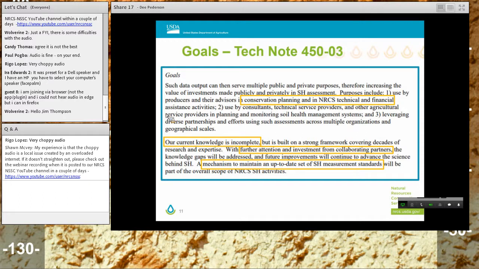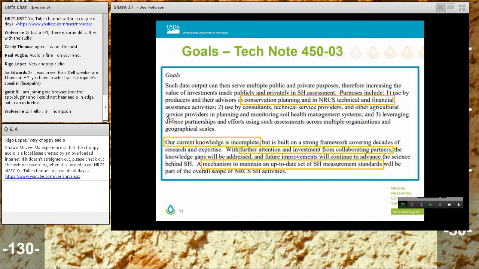Some of the goals described in Tech Note 450-03. The first purpose is to be included in conservation planning and in NRCS technical and financial assistance activities. So DSP information can provide quantitative data based on repeatable measurements and standard methods. Further attention and investment from collaborating partners. Who could be a better collaborating partner than another division in NRCS? And then the mechanism to maintain an up-to-date set of soil health measurement standards.